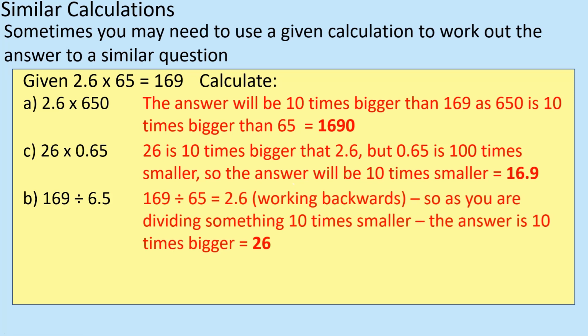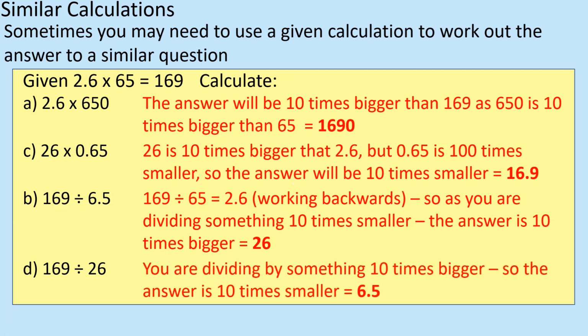And then finally, 169 divided by 26. So same kind of idea. Well, I'm going to divide by something which is 10 times bigger than this, so my answer must be 10 times smaller. So 6.5. All right, so this is similar calculations.